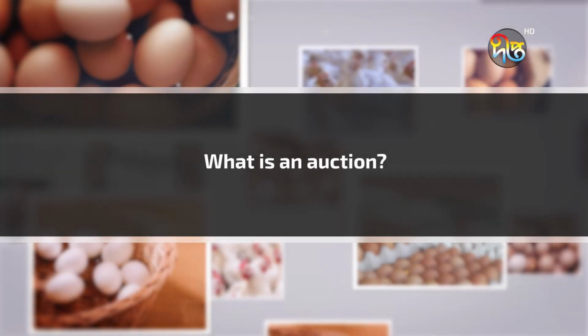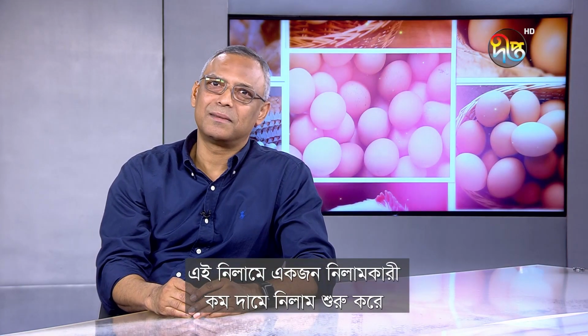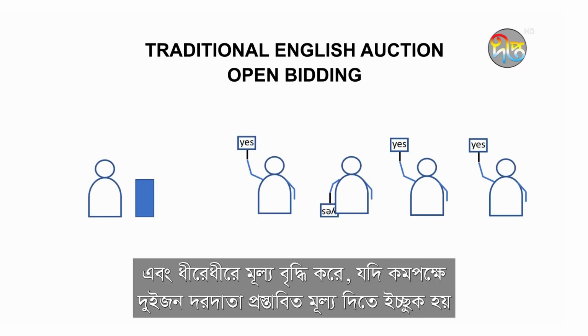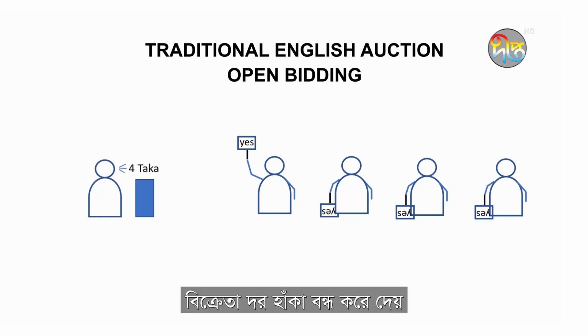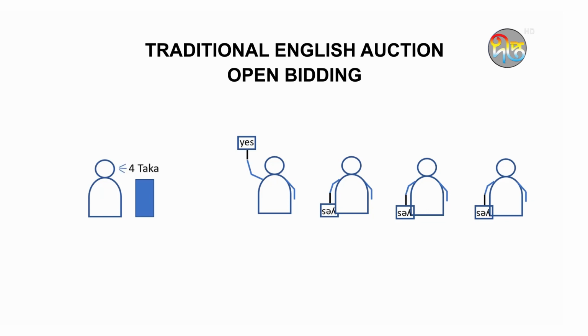What is an auction? An auction is simply a set of rules for selling goods. The rules determine who receives how much and at what price. For example, you have the English auction for an object where the auctioneer starts at a low price and increases the price if at least two bidders are willing to pay the price. When the price reaches a certain level where only one bidder is willing to pay the price, the seller stops the price. The bidder is awarded the object at that price.